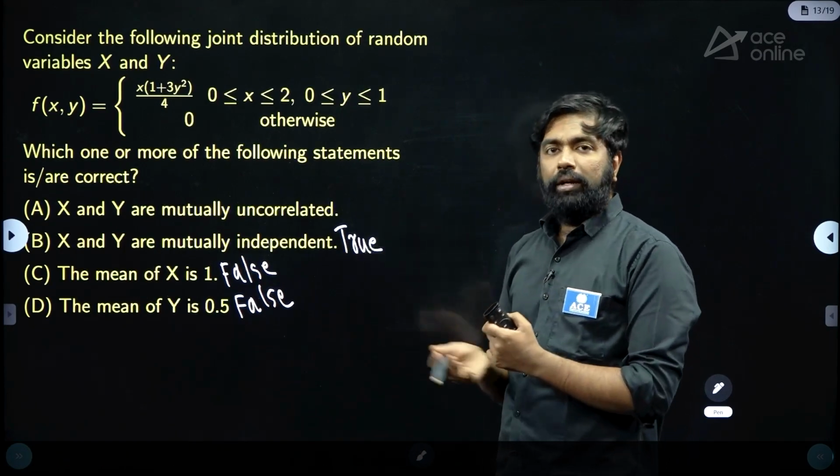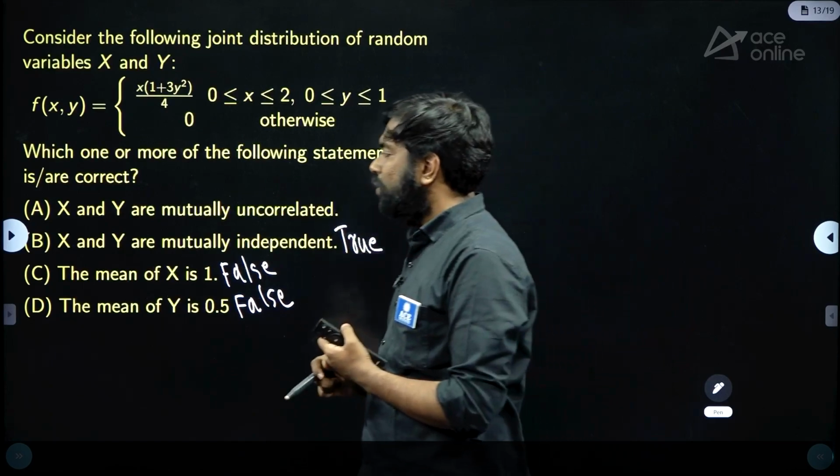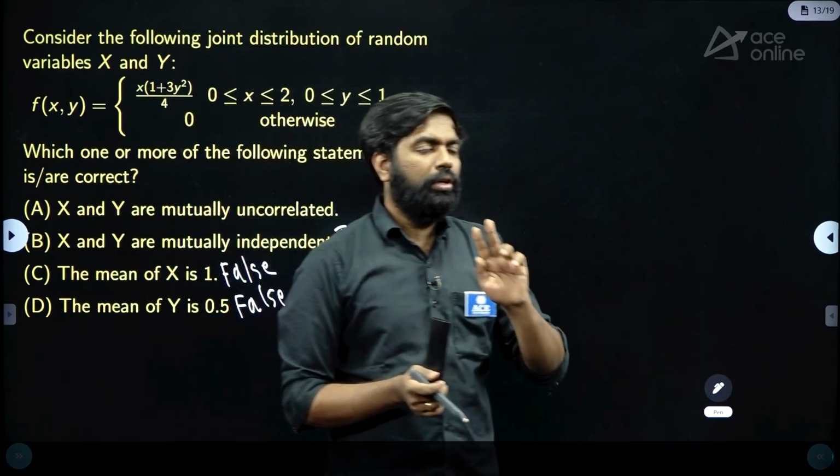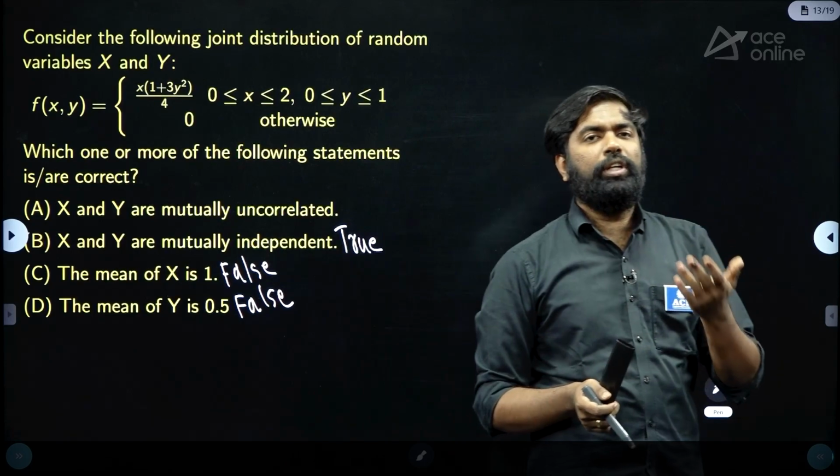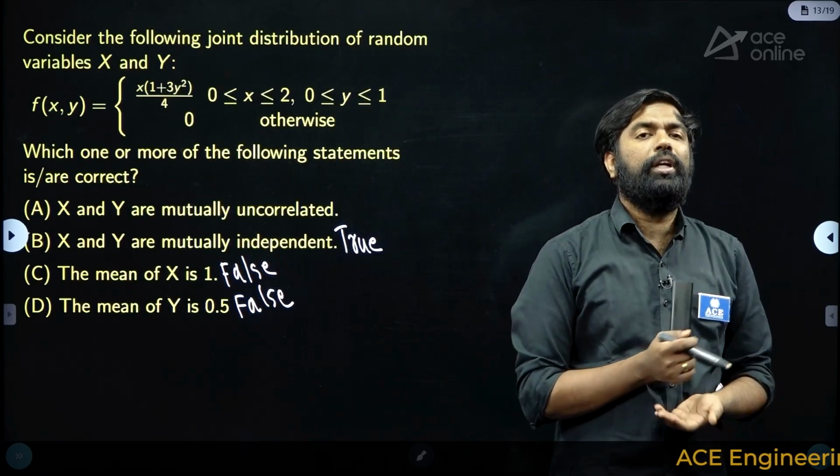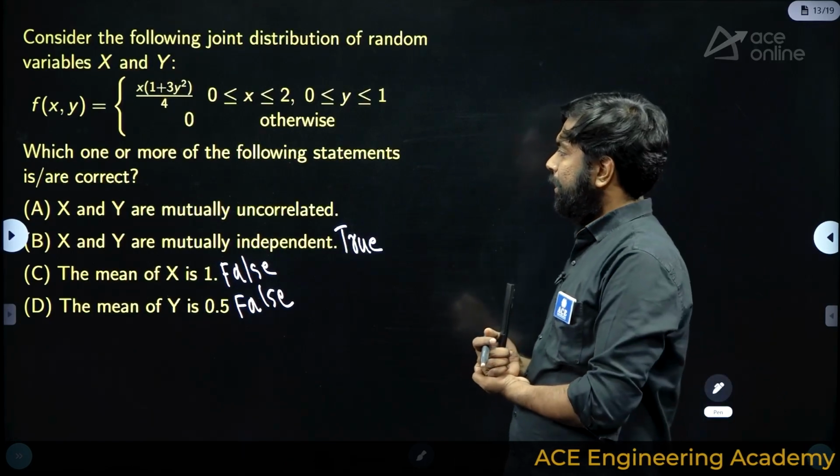Now when they are independent, obviously they are uncorrelated as well, because if two random variables are mutually independent, then obviously they will be uncorrelated.